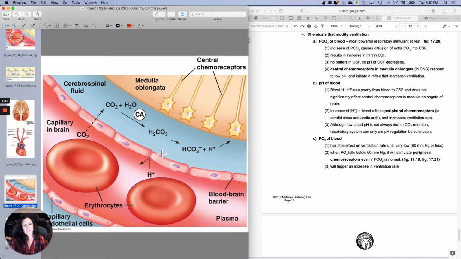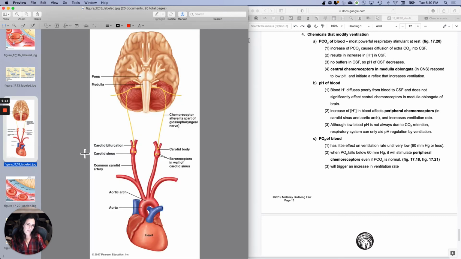Now, the pH of the blood, look at this. H plus does not diffuse through the blood-brain barrier, right? It can't get in. So the blood H plus diffuses poorly, really, or not at all into the CSF and doesn't really affect these central chemoreceptors. So it's not as dramatic as you would expect, but it does affect the peripheral chemoreceptors that we've already met.